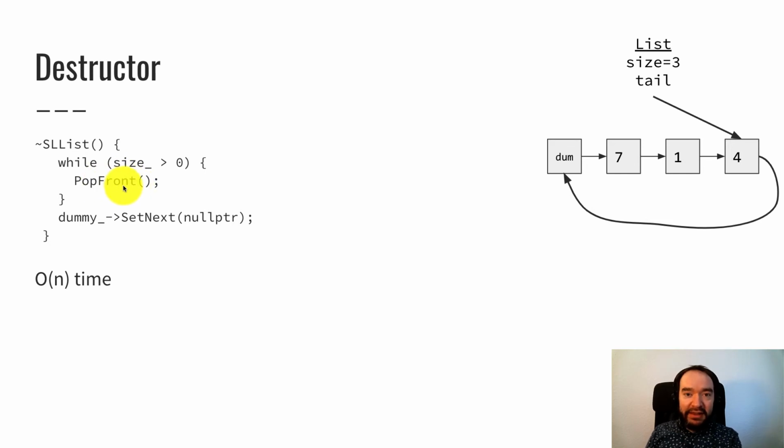Remember that this is a singly linked list. Pop front takes constant time. Pop back takes linear time. So in order to make this while loop as fast as we can, we're using pop front, the faster of the two. So that will clear off all of these nodes except for the dummy node.